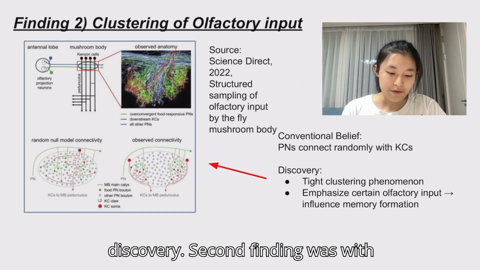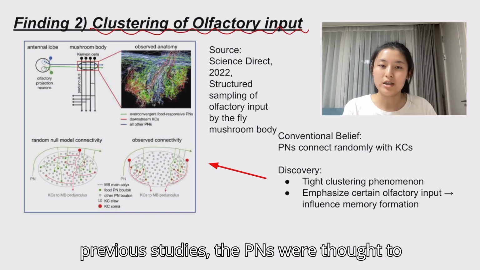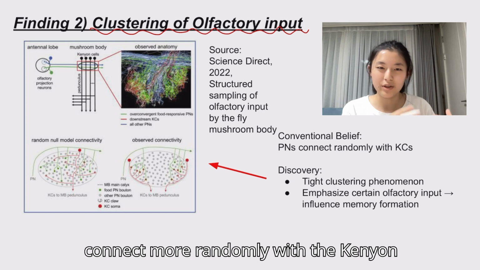Now, the second finding was with clustering of olfactory input. In previous studies, the PNs were thought to connect more randomly with the Kenyon cells.